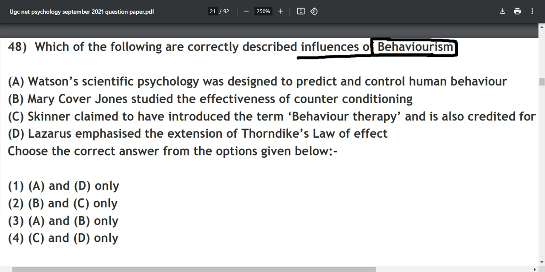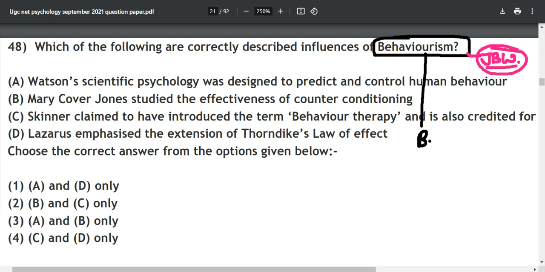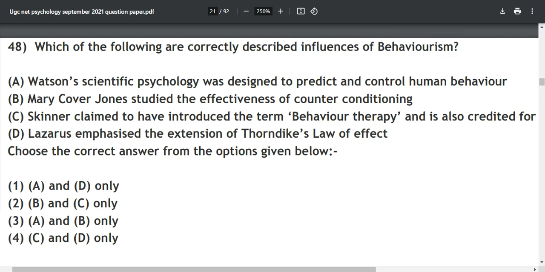Okay. Now, behaviorism, as all of you would know, consists of Skinner, Mary Cover Jones, maybe Watson, definitely. So as soon as this particular word behaviorism comes to your mind, what comes to your mind? John B. Watson, that little Albert experiment, B.F. Skinner, maybe Ivan Pavlov, and all those things.